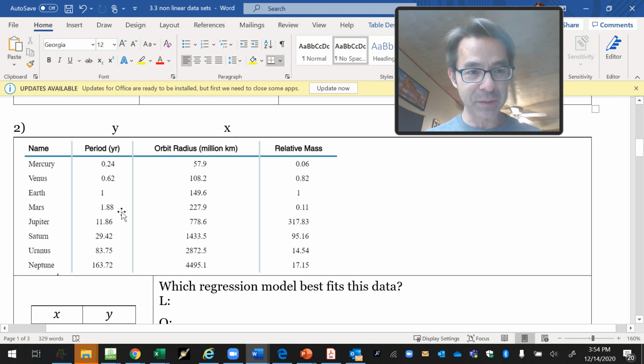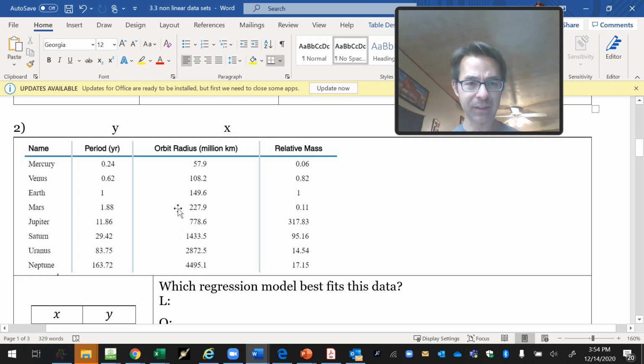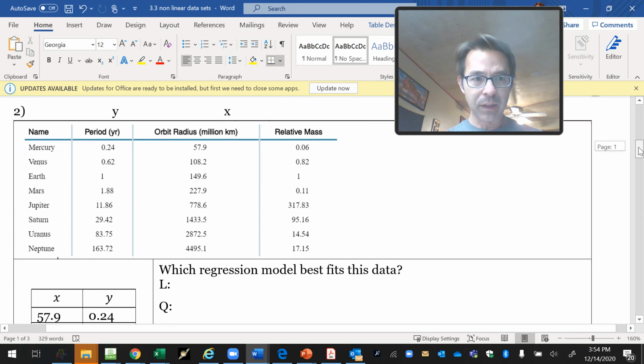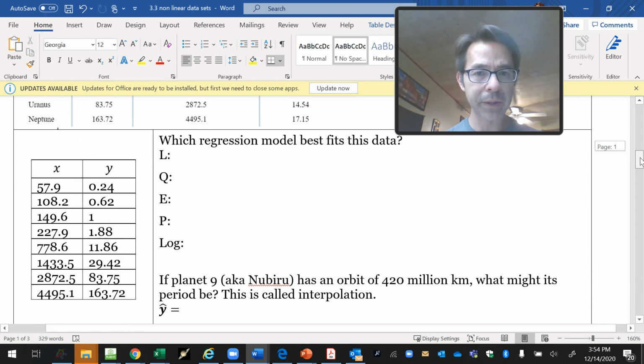Problem number 2. Planets of the solar system. This is how long it takes them to revolve around the sun. That's called the period. Ooh, that's when you're going to learn more about period in the next unit, actually. And this is the radius of the orbit. This is X, actually. This is Y. The data in the table is backwards. I don't know why, but I fixed it for you. So we're going to figure out which model is better.